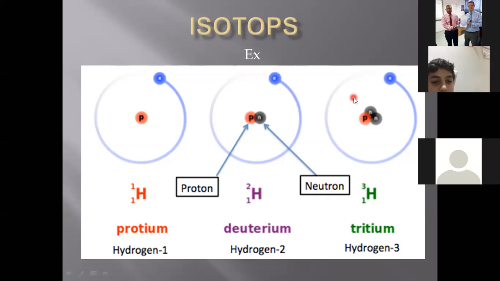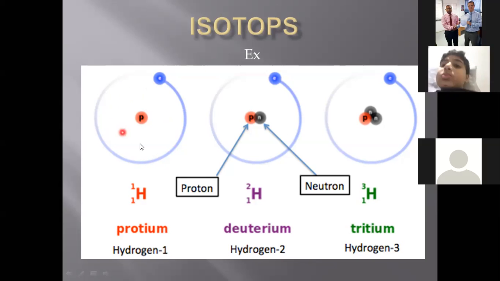In the first one, you have only one proton. In the first, the second and the third one, I have an electron here, in this shell I have only one electron. So there is no difference in electrons. Focus with me inside the nucleus.